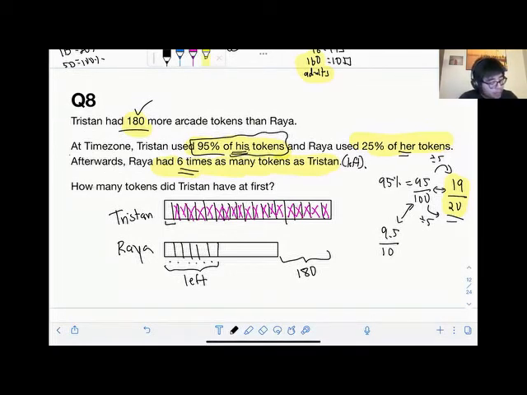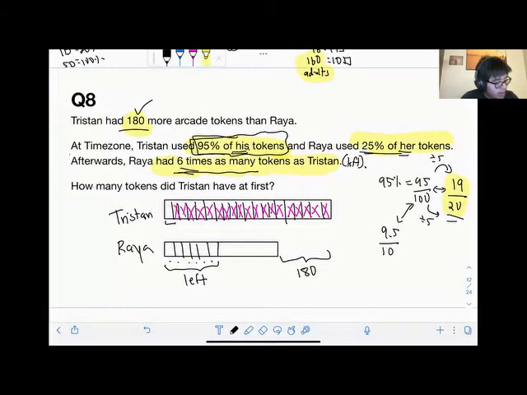And we did the same thing na tiningnan po muna natin yung 95% ni Tristan. We skipped over yung 25% ni Raya so we can put in yung 6 times as many tokens muna. So nandyan na po siya. Nandyan na po yung at afterwards, Raya had 6 times as many tokens as Tristan left. Ito po siya.